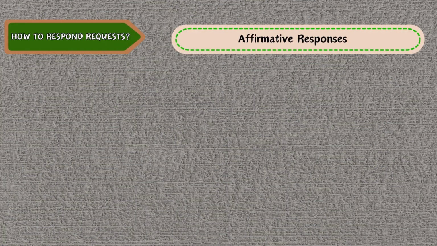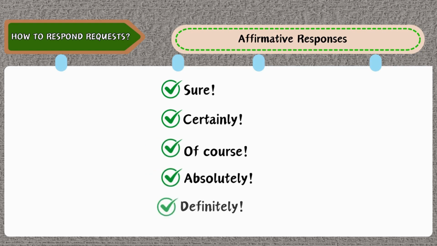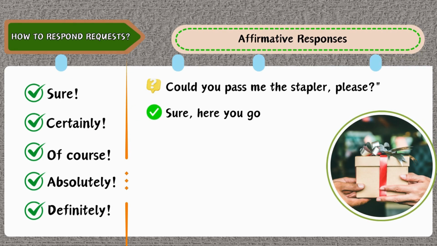Affirmative responses. These responses indicate a positive and willing acknowledgement of the request. Sure, certainly, of course, absolutely, definitely. Example: Could you pass me the stapler, please? Sure, here you go. When giving something to someone in response to their request, the common and polite phrases are "here you go" or "here you are."